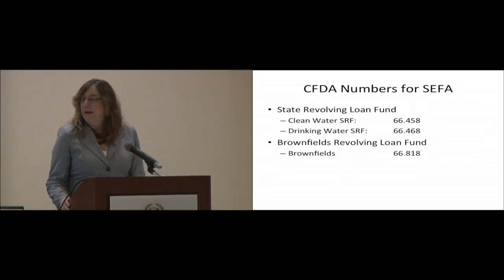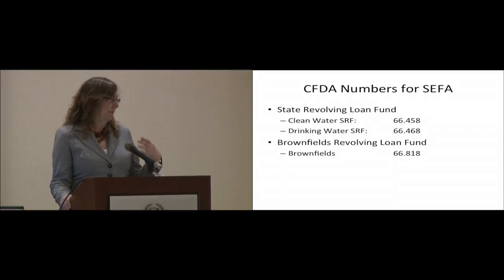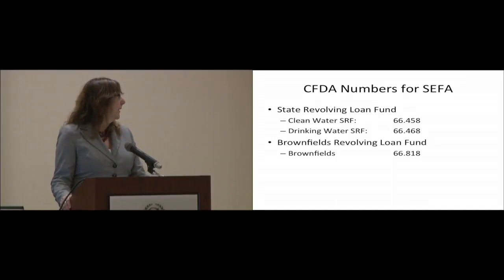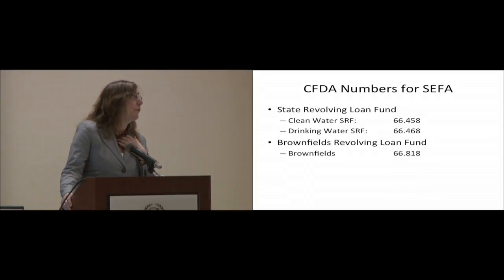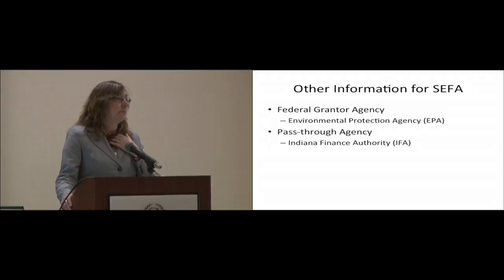Okay. I've listed some information in here that you will need, so it's something you might want to remember if you do get one of these projects. When you're filling out your CFA, I've got the CFDA numbers for these grants. The clean water and the drinking water are the most common, but there is a brownfields that's available. It may not come up for you, but it is available. But these are the CFDA numbers that you need to have on your schedule. The Environmental Protection Agency is your federal grantor for these programs. That's also information you need on that. Indiana Finance Authority is your pass-through agency.